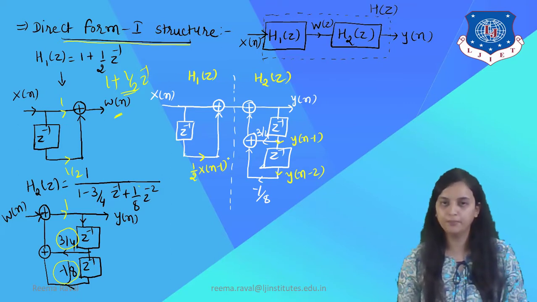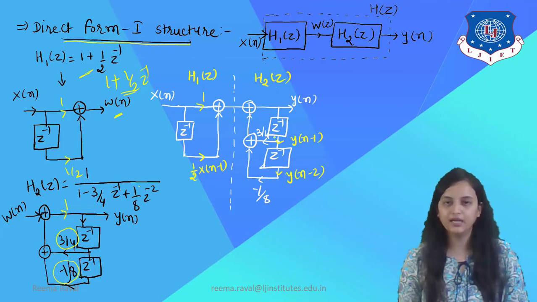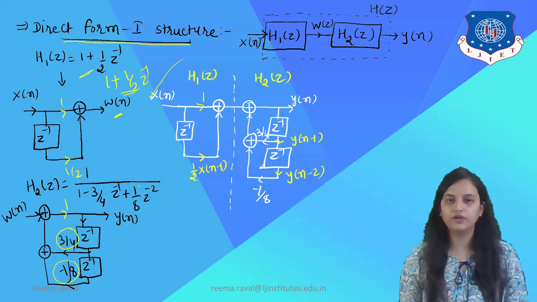If we want to plot the direct form one structure combinedly, we have to place h1 of z and h2 of z like this. Here h1 of z is 1 plus 1 by 2 z inverse. As you can see, this is 1 plus 1 by 2 z inverse, and this is h2 of z, which indicates 1 minus 3 by 4 plus 1 by 8 z raised to minus 2. So this is how the direct form one structure looks like.